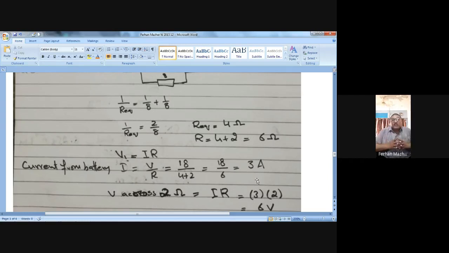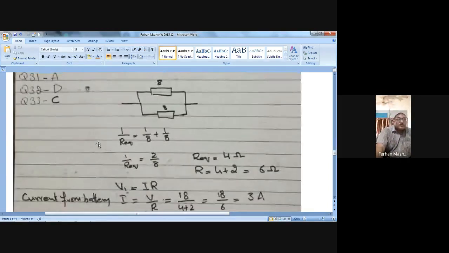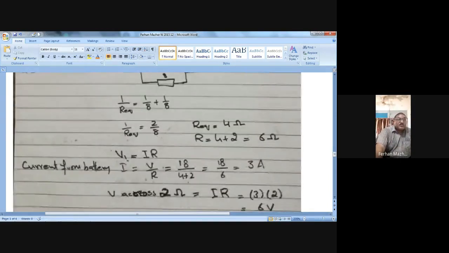So the voltage of the 2 ohm resistor can be calculated easily. V is equal to IR. I know that the current flowing through the 2 ohm resistor is 3 amps, and the resistance is 2 ohm. So multiply them, you get 6 volt. So we now know that the voltage drop across the 2 ohm resistor will be 6 volt. So the choice is C.